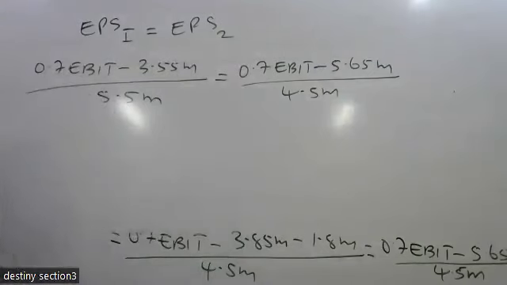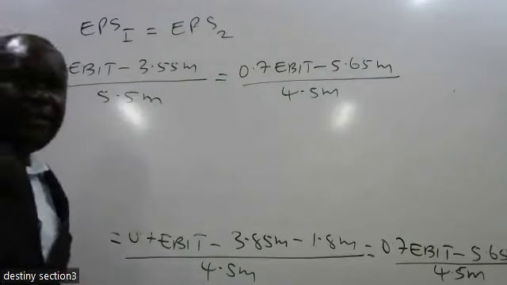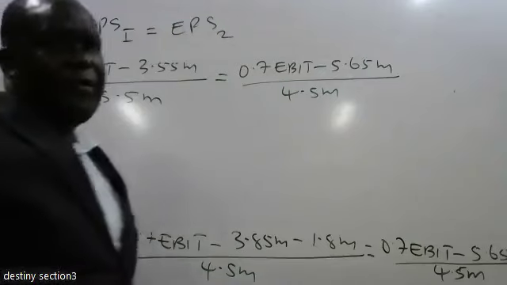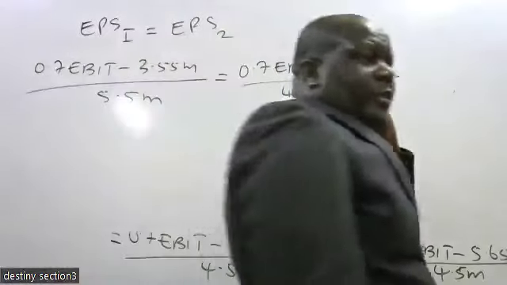So cross multiply and see the figure you get. And once you have done that, also get the earning per share for each so that you can plot them on the graph.